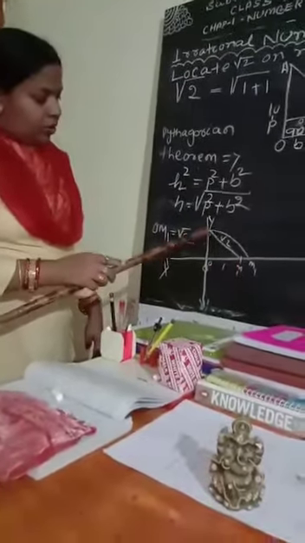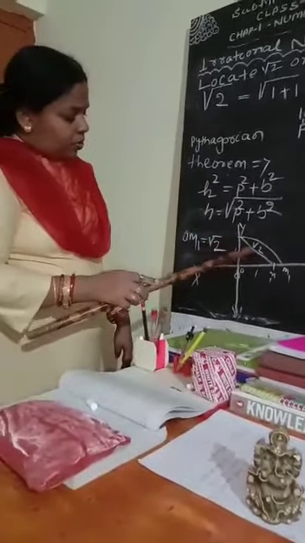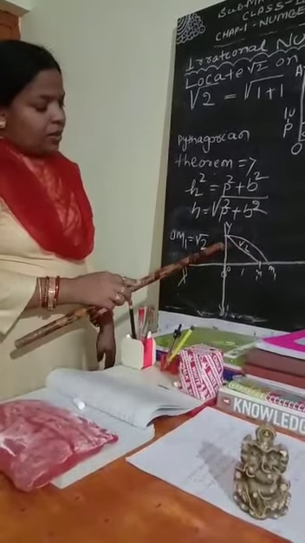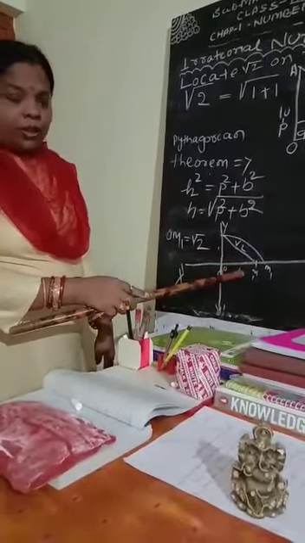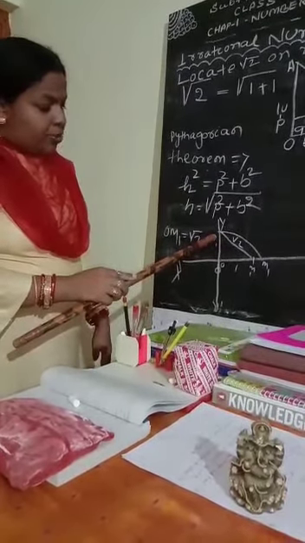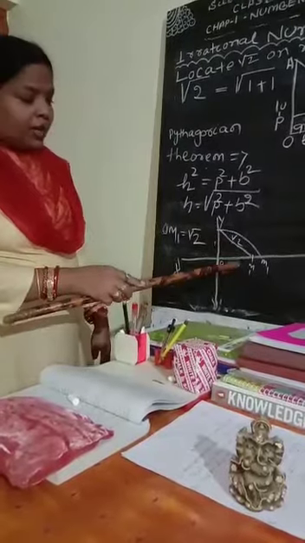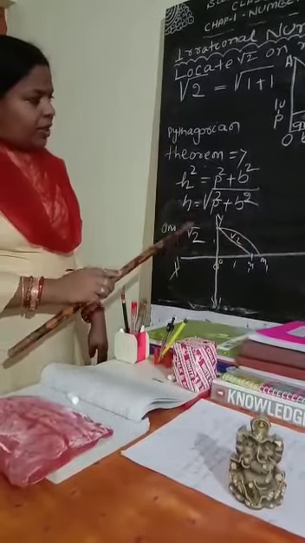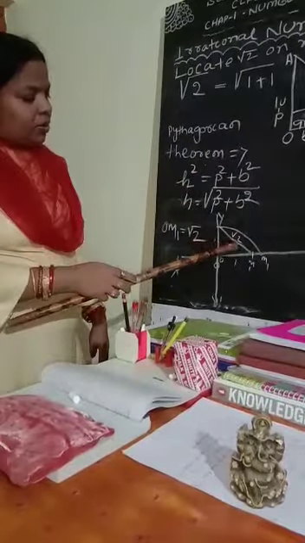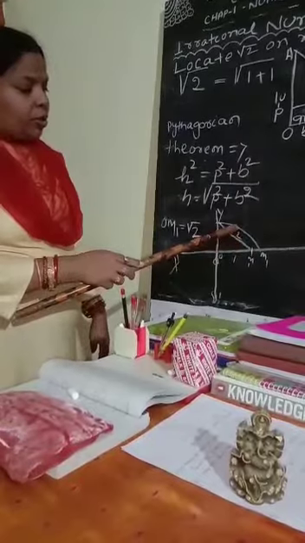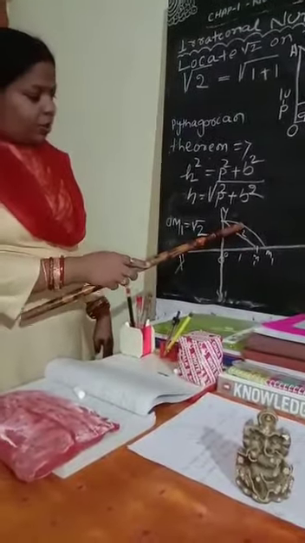So this is equal to 1 square plus 1 square, because this is your p square and this is your b square, it is your a square. 1 square plus 1 square is equal to 2. Then root over of 2, it is root 2.